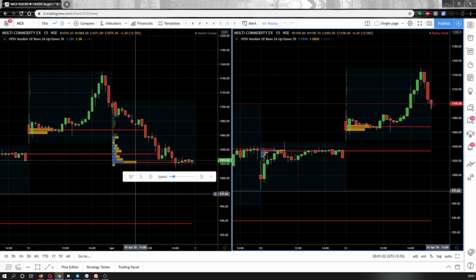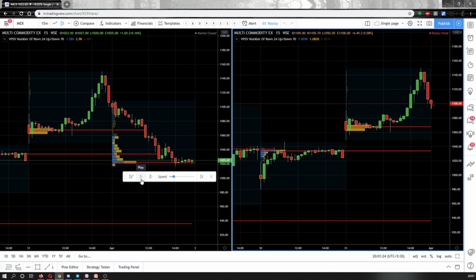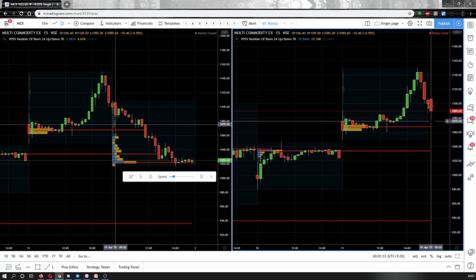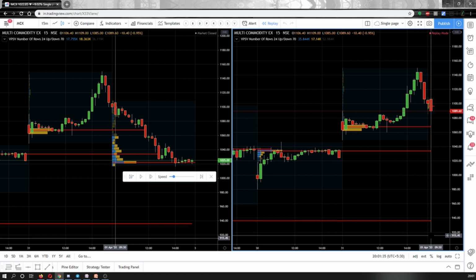Okay, I'm playing it again. So the 9:15 candle is on the go. This is the 9:30 candle. If I put the cursor here, you can see the time at the bottom here, right? Yeah, here. This is the 9:30 candle.